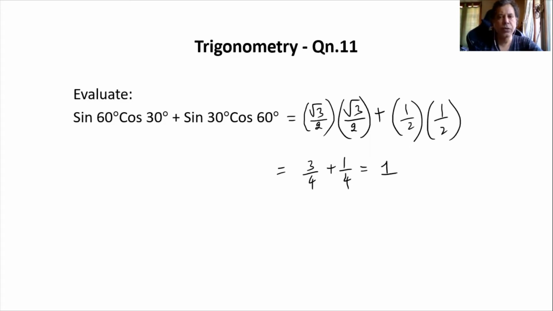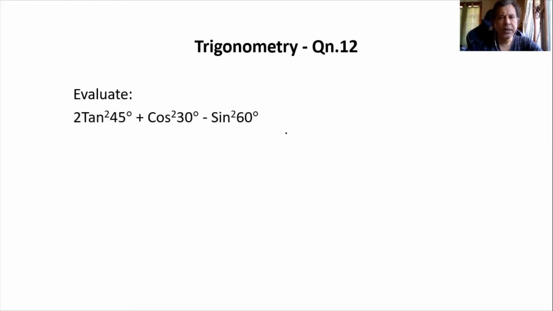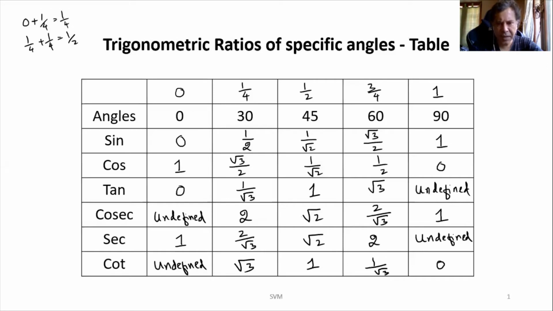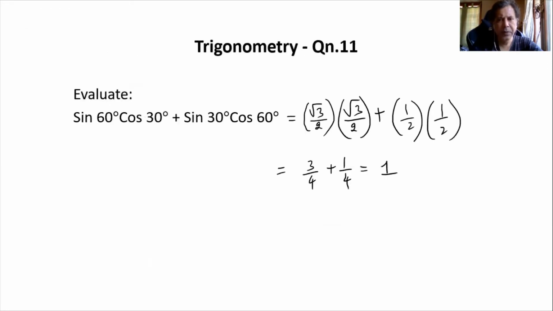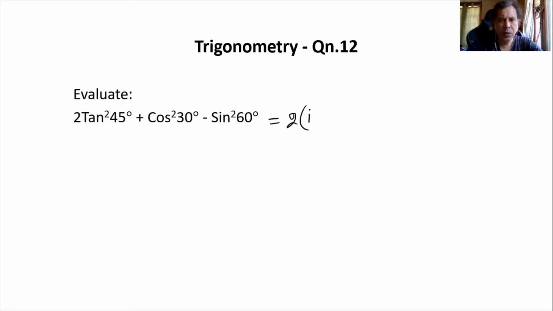Now let us move on to the next question. It is 2 times tan square 45 plus cos square 30 minus sine square 60. What is the value of tan 45? Let's go back to the table. Tan 45 is 1. So 2 times 1 squared, because it is tan square 45, plus cos 30. Cos 30 we had already seen, it is root 3 by 2, and there is a square there, minus sine square 60, which is also root 3 by 2.